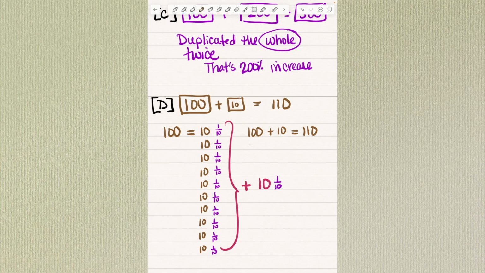But 1/10, if I take 100 times 1/10, that's 100 divided by 10, right? That's 10 over 1, which is 10. That's a 10% increase. It's a 10% increase. I added a 10th to it. That's a 10% increase.